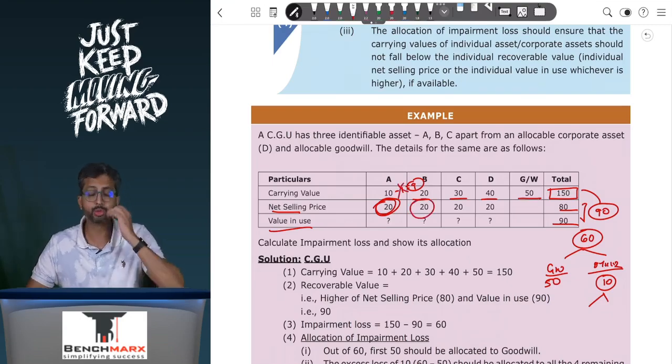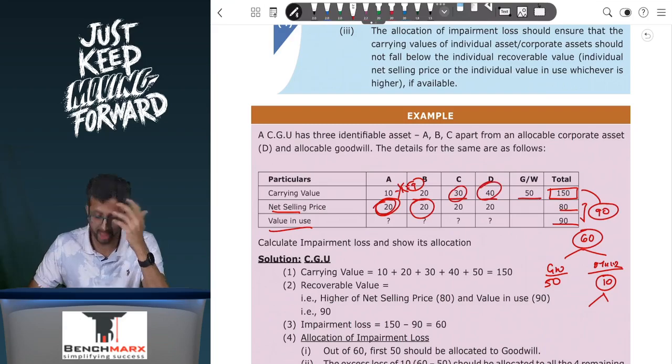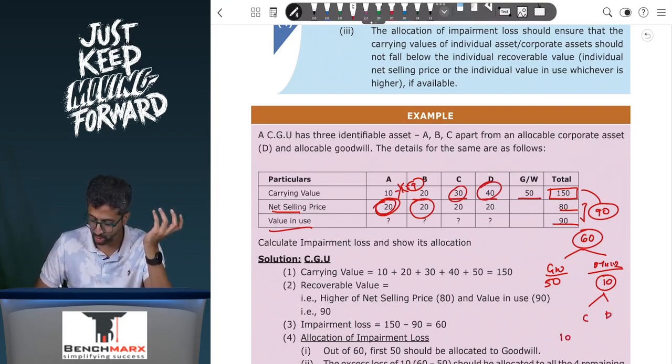Further, B can also prove that it will not impair. It is giving you exactly 20. However, it can prove that it will not bear any impairment loss. But C and D can't prove that. And hence, this will be allocated to C and D in the ratio of their carrying value. So 10 into 30 divided by 70 and 10 into 40 divided by 70, and that will give you your impairment loss.